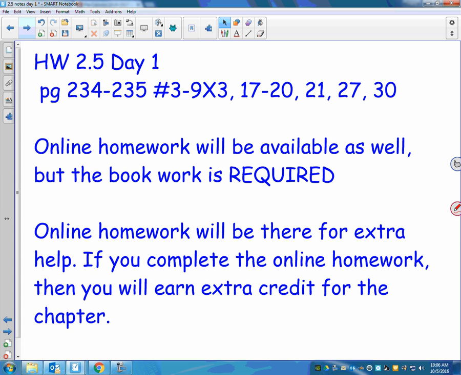Online homework is there as well for extra help. If you get stuck on the book homework, maybe go to the online homework and see if there's a similar question, and you could use help me solve this or view an example to help you with the book homework too, right? Look at that, using your brain.